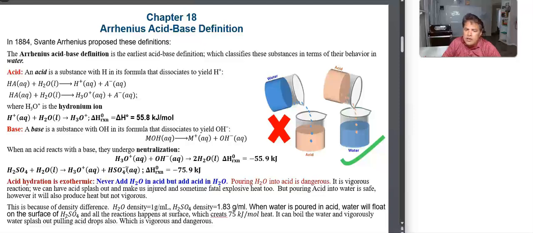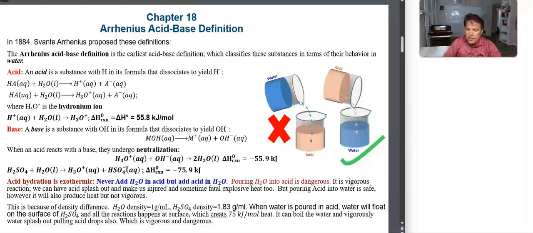Okay, the Arrhenius acid-base definition basically depends upon the activity of acid and base substances with water, and it is actually the earliest definition of acid. However, it has lots of weaknesses. It cannot cover all of these acids and bases. So later on, Bronsted-Lowry comes, and then finally the Lewis acid-base definition comes. But this is the starting, so let's go to the Arrhenius acid-base definition.